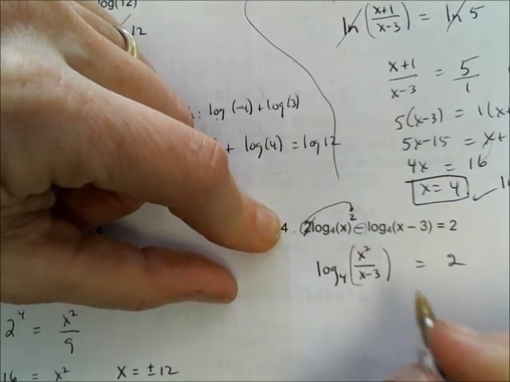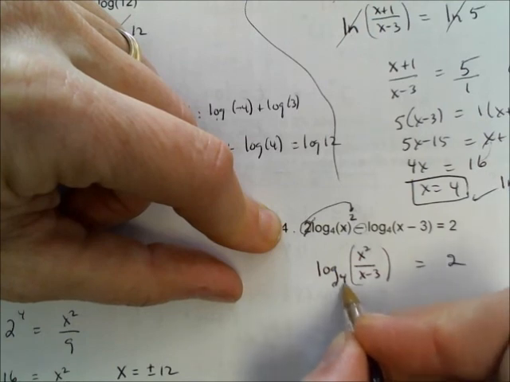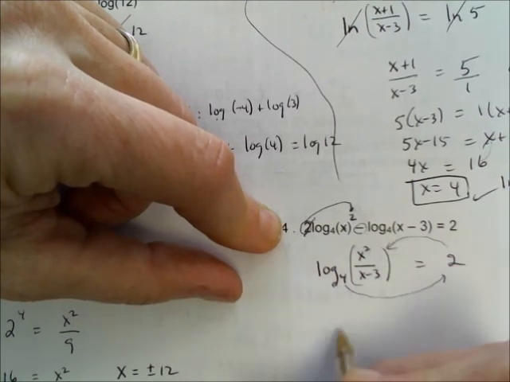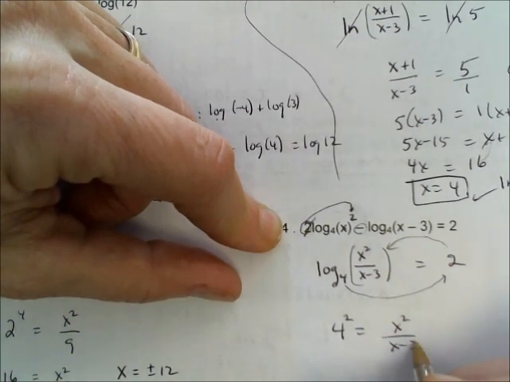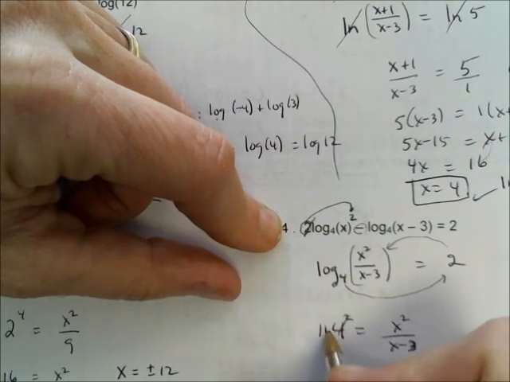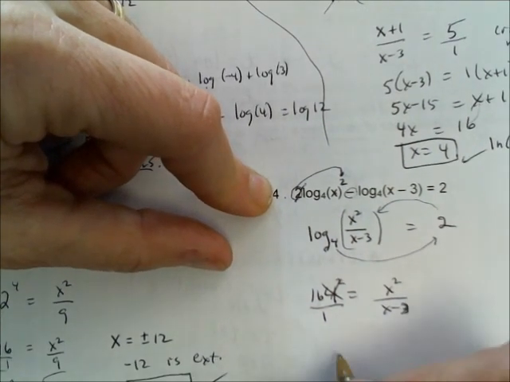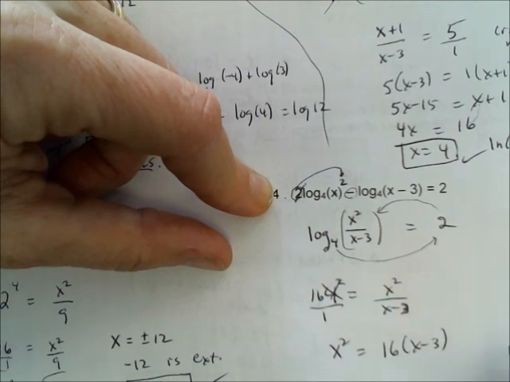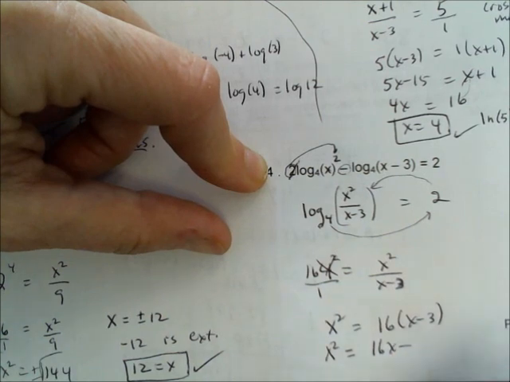Well, this time again, the word log is only on the left-hand side, so we're going to have to rewrite this exponentially, which says 4 to the second power is equal to x squared over x minus 3. Well, 4 to the second is 16, so I'll just write a 16 here, over 1, and cross multiply. x squared times 1 is equal to 16 times x minus 3. Distribute the 16: 16x minus 16 times 3 is 48.